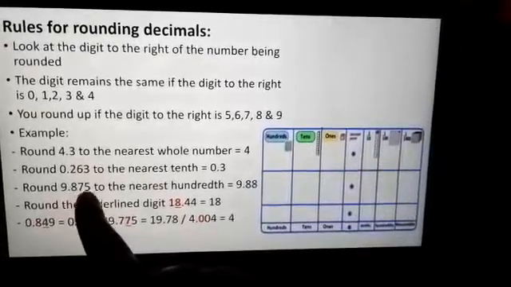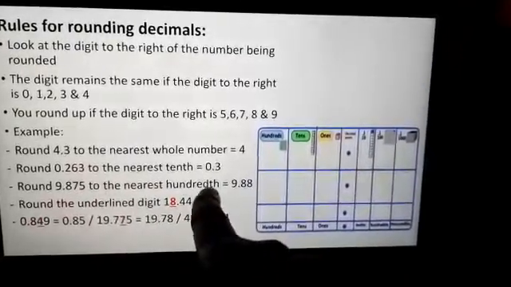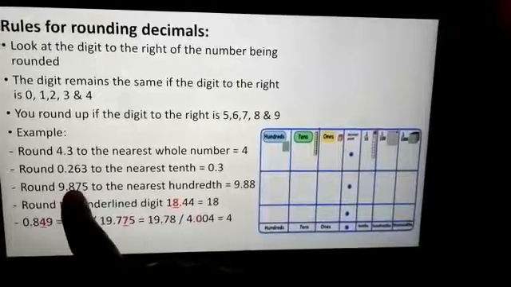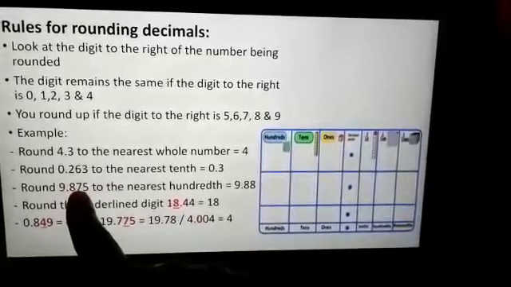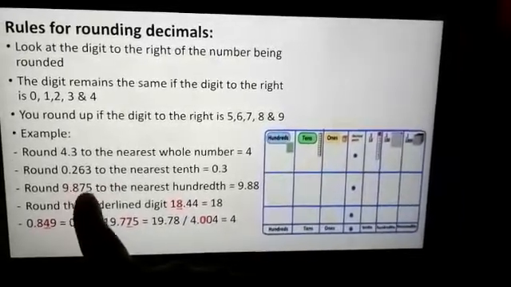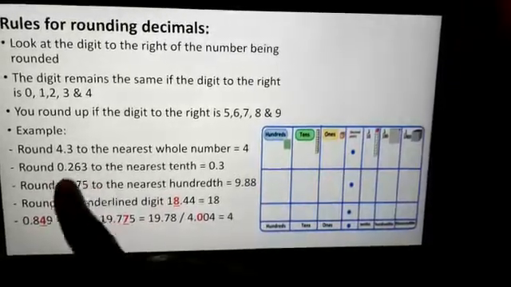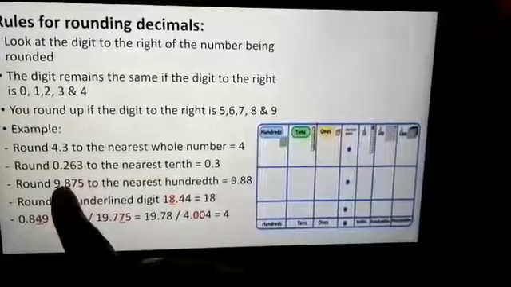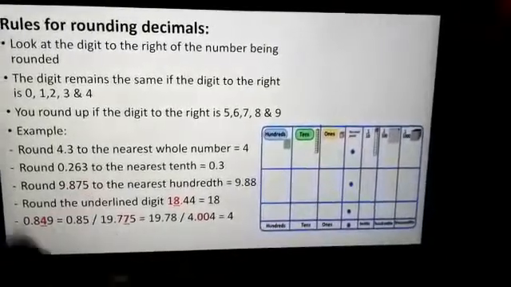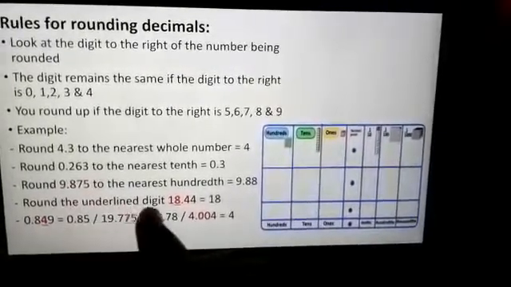Round 9.875 to the nearest hundredth. So that's the tenths column with the 8, and that's the hundredths column with the 7. And we go right next door to the next number, and that's a 5, which means we round up. So the number will be 9.88. Now round the underlined digit.